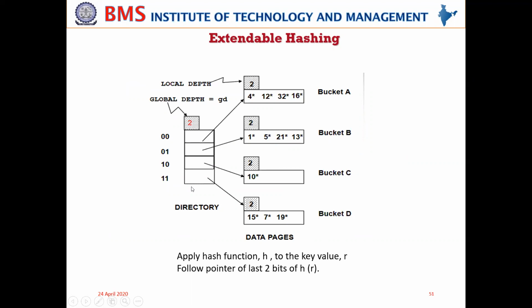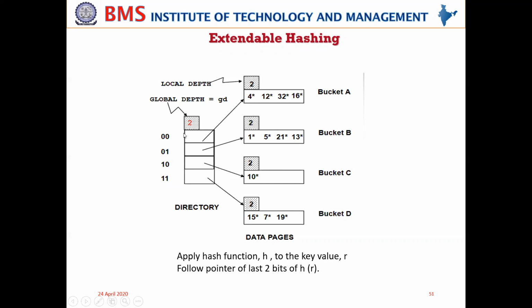Inside these buckets, you have the records. Why I have shown 4*, 12*, 32*, 16* is that the bucket stores the actual records. Here I showed only the key values. Each bucket has a capacity to store 4 records.